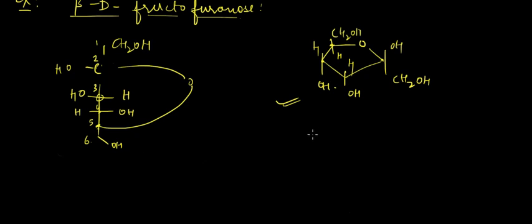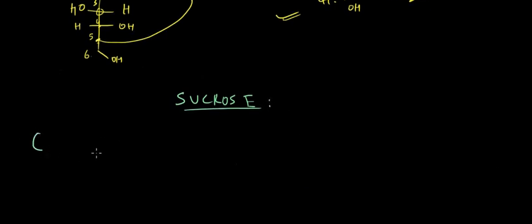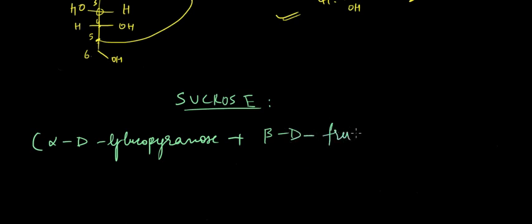So why we discuss the Haworth projection is that this will help us a lot while drawing the structures of oligosaccharides and disaccharides. So let's get started with the structure of first, sucrose. Sucrose is formed with two monosaccharides, which are alpha D glucopyranose and beta D fructofuranose.